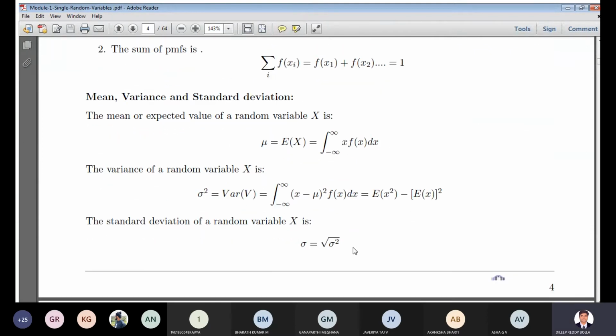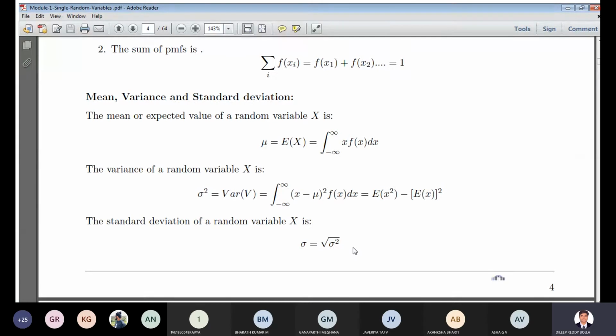Okay. Similarly, mean, what is meant by mean? Variance, standard deviation. What is mean? What is variance? And what is standard deviation? Totally properties of probability, CDF, PDF, PMF, types of random variables, mean, variance, standard deviation. We got 8 check boxes till now.